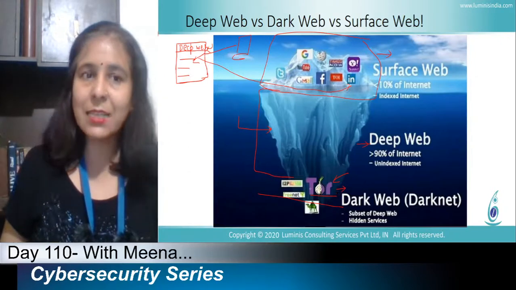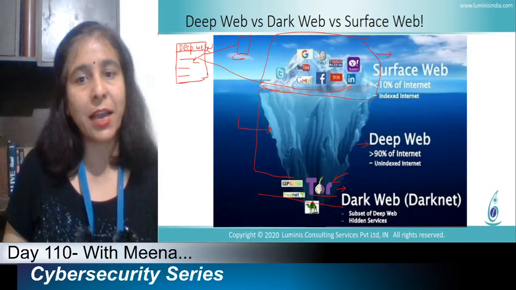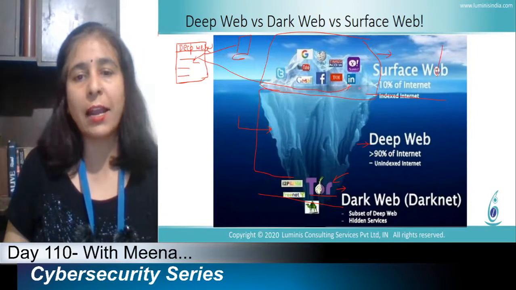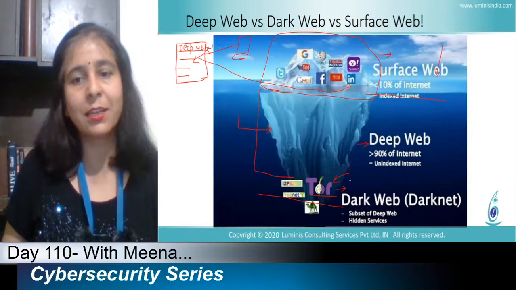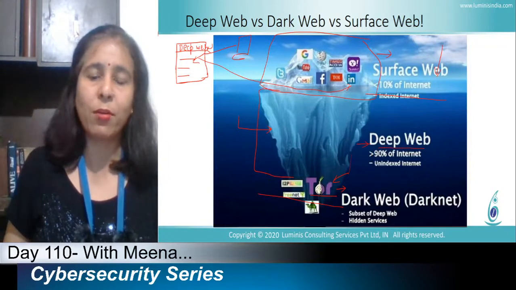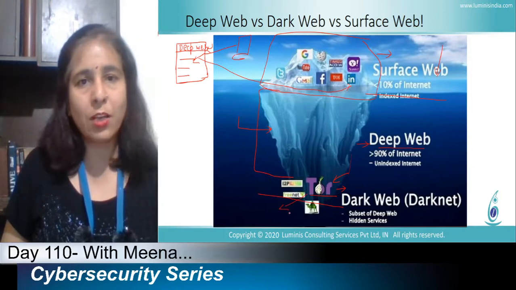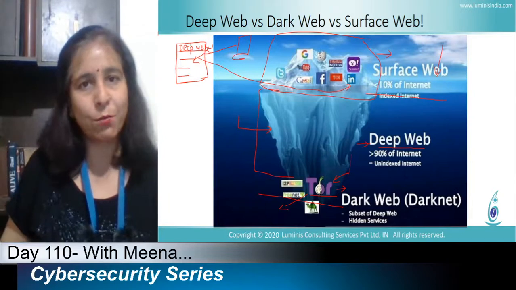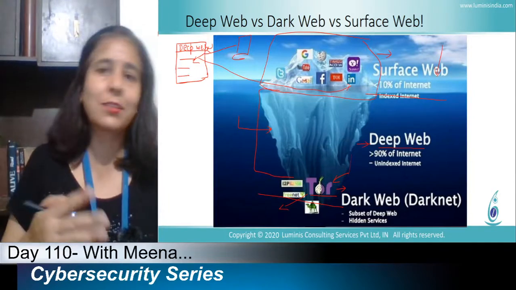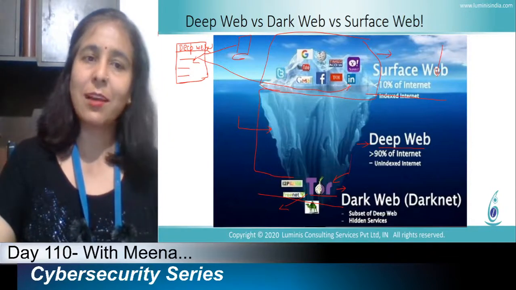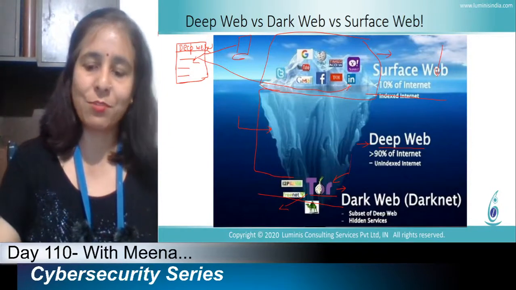So this which is indexed is the surface web, and what we access through credentials is the deep web. To access the dark web or the darknet we need a special web browser, because this is hidden, specialized information which you need to access in a special way. So that was about deep web, dark web and surface web.